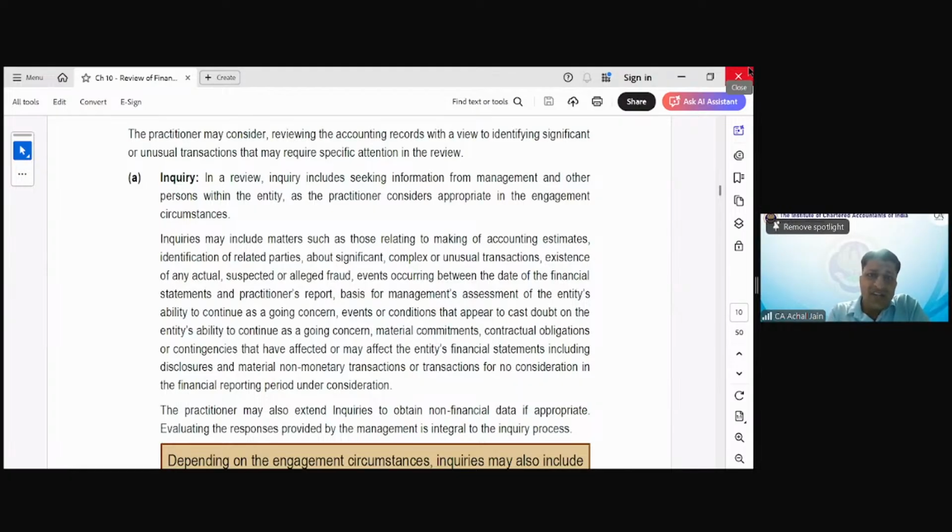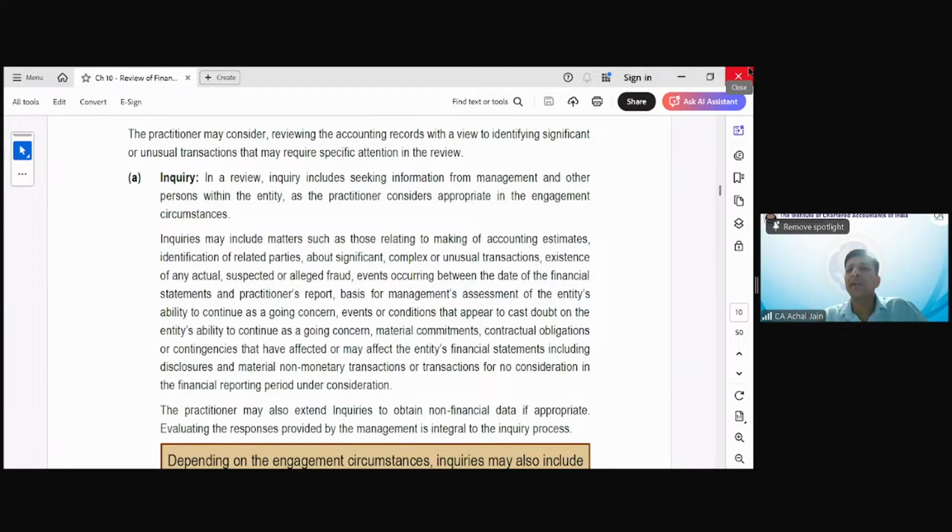Of course, in this case, the auditor is not supposed to do this, but when it comes to SRE 2410, the next standard that we are going to pick up, therein the auditor is going to be involved. But in both cases, because it's a review, our discussion is quite common for both.